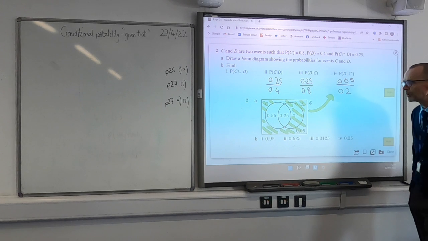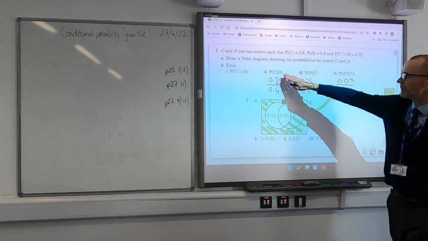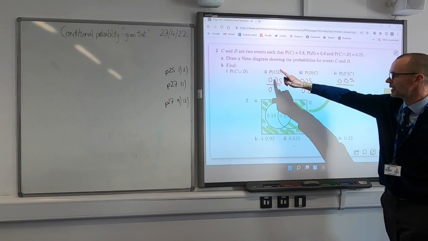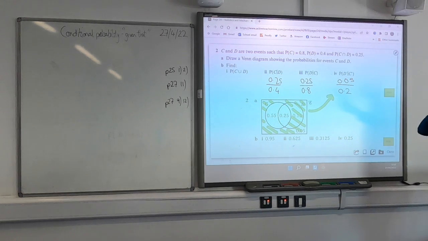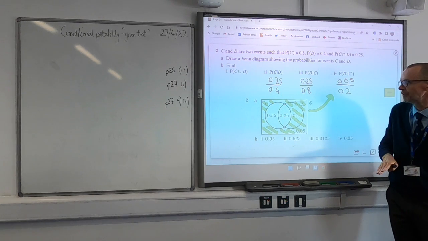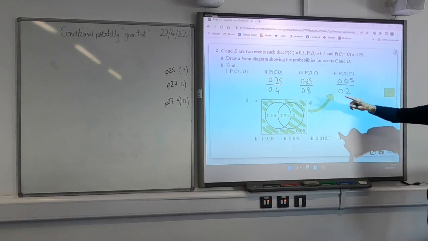So with number 2, we've got the Venn diagram. The probability of D happening is 0.4. Given that that's happened, what's the probability C happens? Well, I'm saying that's the same as saying what proportion of D is C. It's 0.25 out of 0.4, so that simplifies down to 0.625.